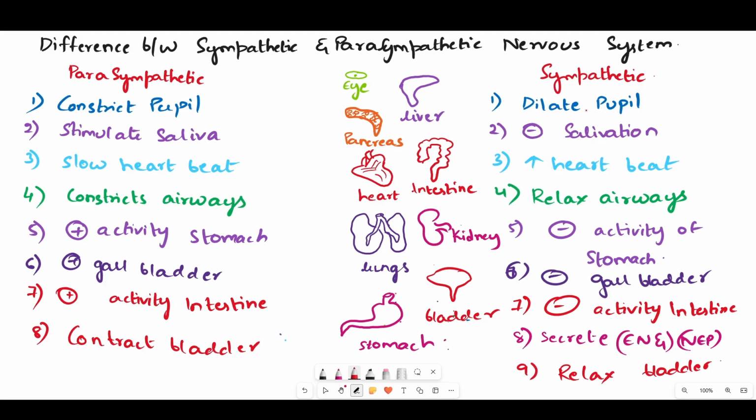So that is all about the complete functions and the differences between both the sympathetic and parasympathetic nervous system in detail.